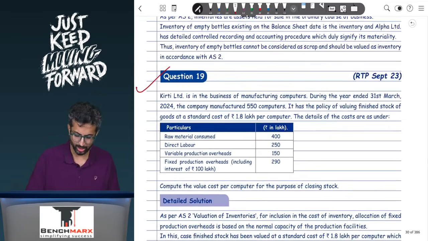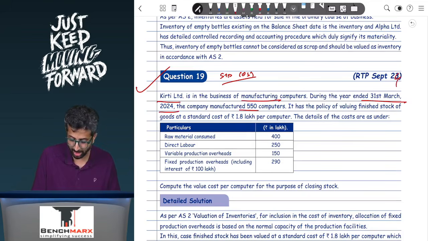Okay, next you have question number 19. This is on standard cost. Kirti is in the business of manufacturing computers. This is September 24, I think. During the year ended 31st March 24, the company manufactured 550 computers.